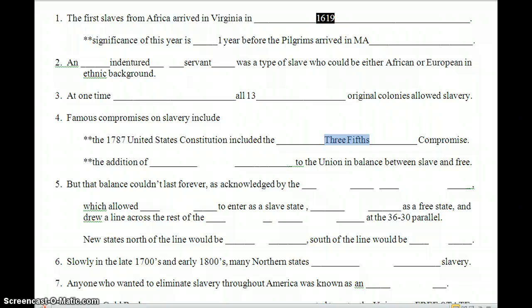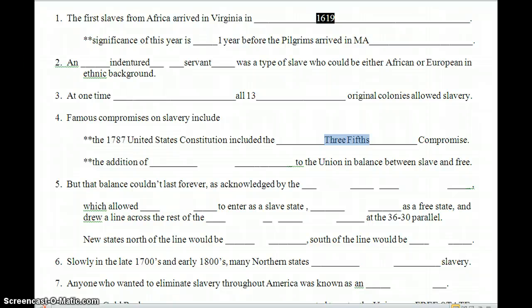Southerners wanted slaves to count for population because that would give them more power in the Congress. Northerners didn't want that because it would cheapen their power. Northerners wanted to count slaves for taxation purposes. Southerners, of course, didn't want that because it would cost them more in tax money. So the compromise they reached was that every slave would count as 3/5 of a person, or 5 slaves would count as 3 people.